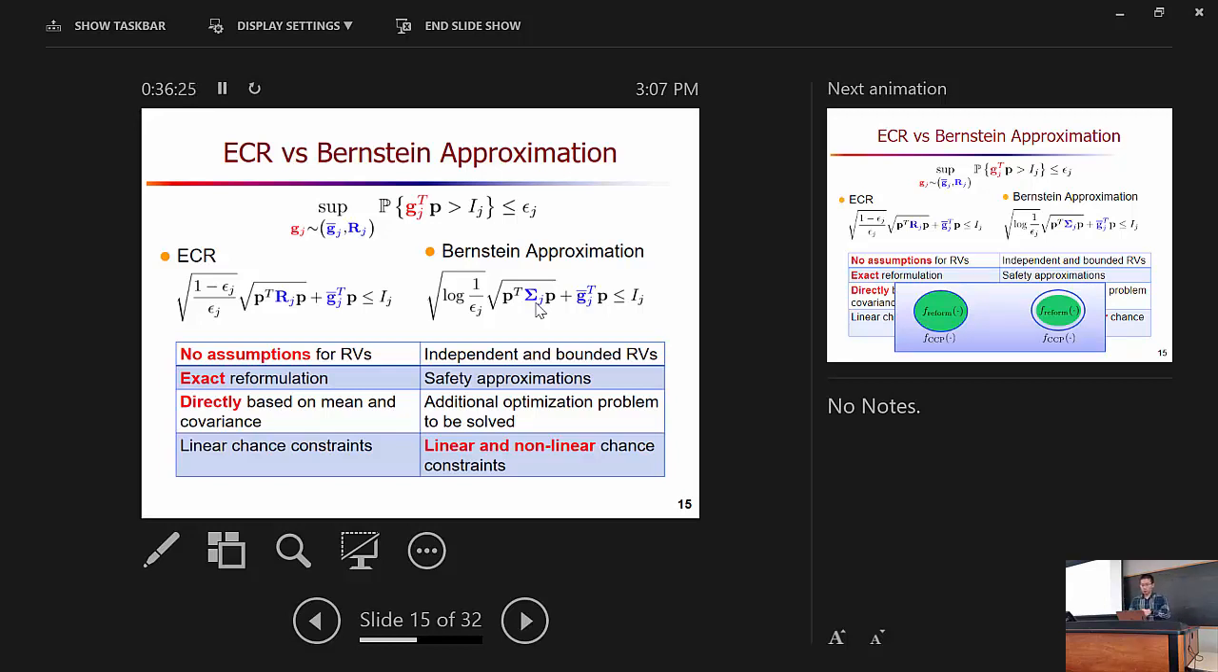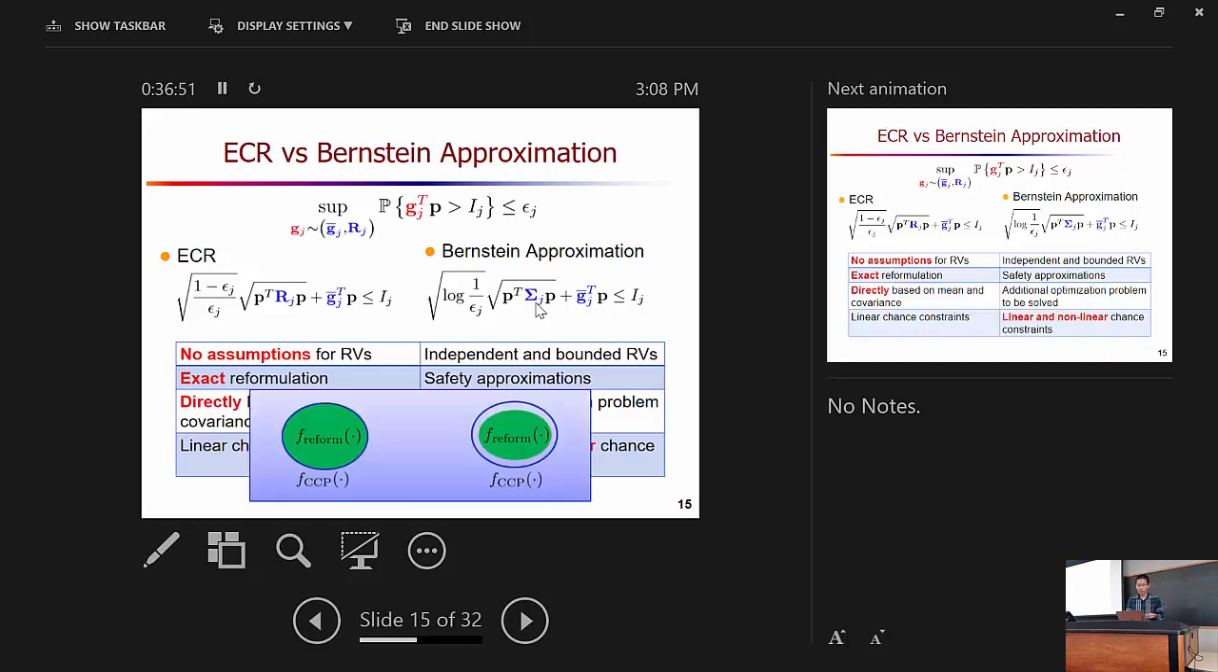In our ECR technique, we make small assumptions for the random variables. They could be correlated, they could even be unbounded, and it still holds. But in the Bernstein approximations used in previous papers, they all assume the variables are independent and bounded. Independence does not match our problem here, because this is a channel gain, which could be correlated. And our ECR provides an exact formulation, and this is clearly lower than the Bernstein one.